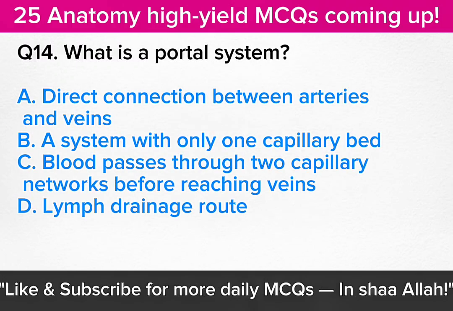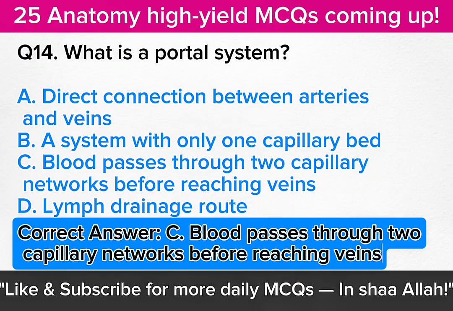Q14. What is a portal system? A. A direct connection between arteries and veins. B. A system with only one capillary bed. C. Blood passes through two capillary networks before reaching veins. D. Lymph drainage route. Correct answer: C. Blood passes through two capillary networks before reaching veins.